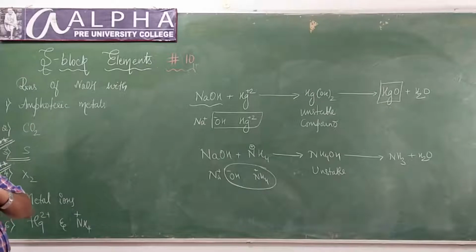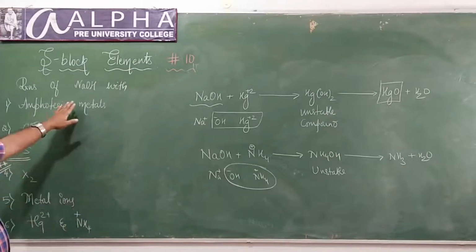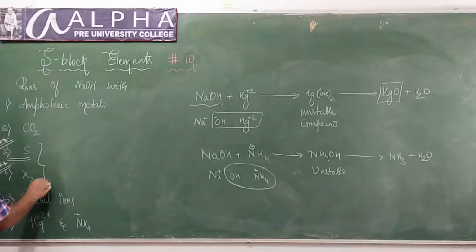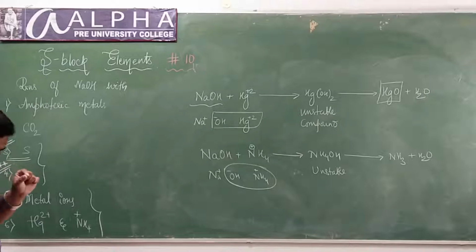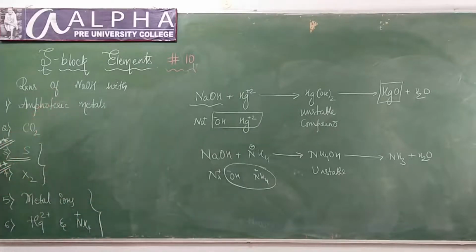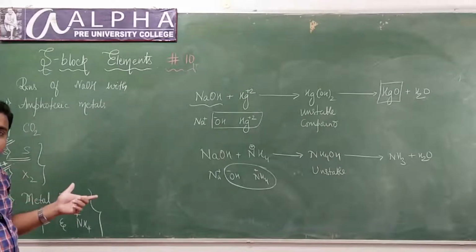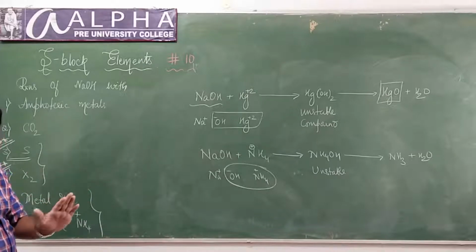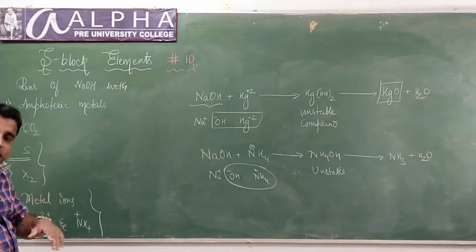So we have understood a wide variety of reactions of sodium hydroxide with amphoteric metals, with carbon dioxide, with sulfur, with halogens. These reactions are very important from the perspective of your entrance examinations. Reactions of sodium hydroxide with sulfur and halogens. Hope you remember that we discussed two cases: reaction of halogens with cold and dilute NaOH, and hot and concentrated NaOH. There are so many differences in the reaction.